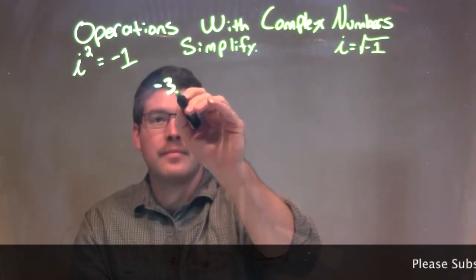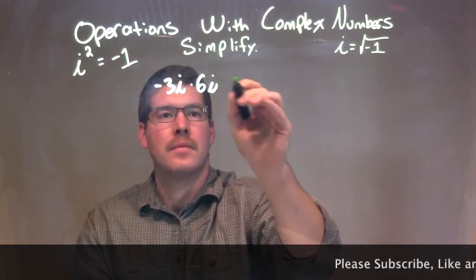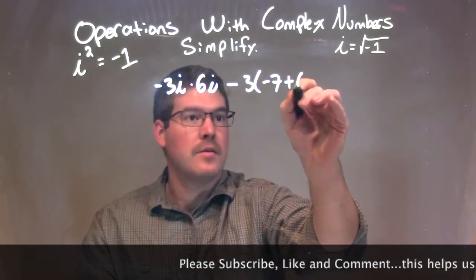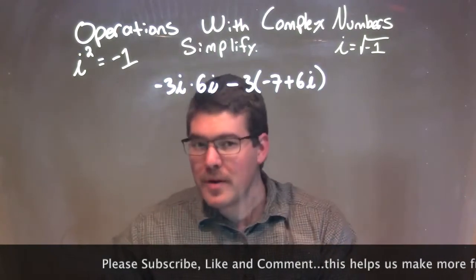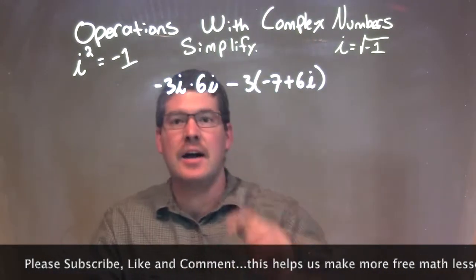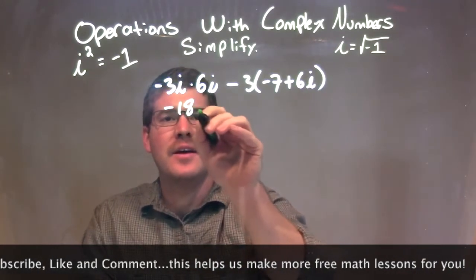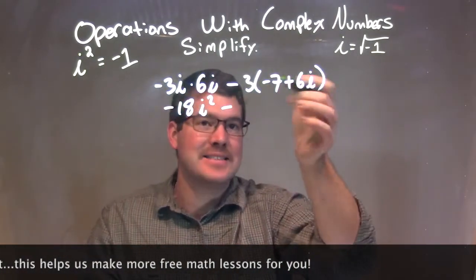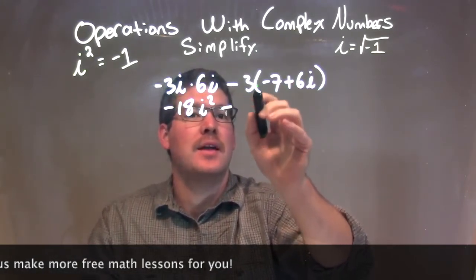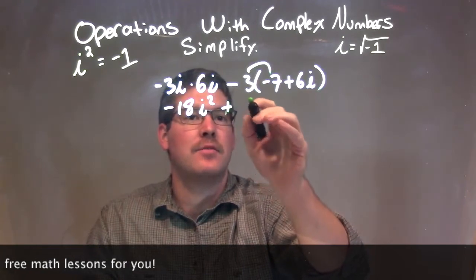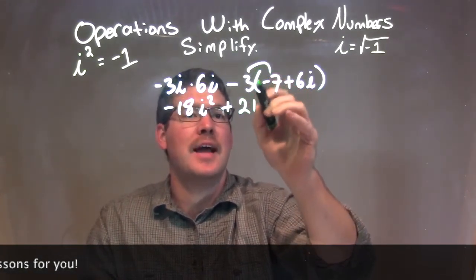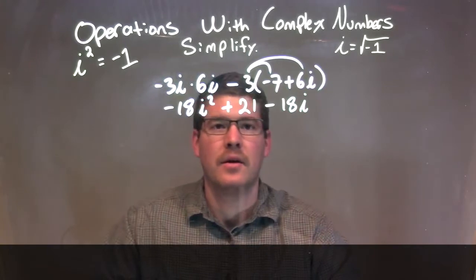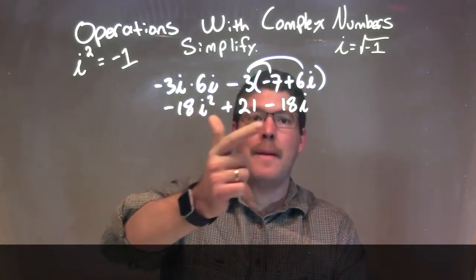Negative 3i times 6i minus 3 times negative 7 plus 6i. Well, what I'm going to do first is multiply negative 3i times 6i. That comes out to be a negative 18i squared. And then we're going to subtract, well, we're going to distribute this minus 3 across. Actually, let's distribute it as a negative 3. So negative 3 times a negative 7, right, is a positive. Negative times a negative is a positive 21. And negative 3 times a 6i is a negative 18i.